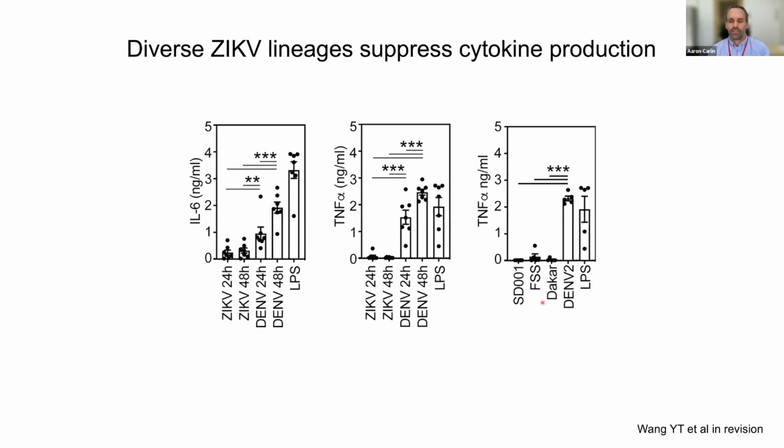So Zika virus Dakar is an African lineage Zika virus. FSS is an Asian lineage Zika virus that was pre-pandemic or pre-epidemic. And SD001 is an Asian lineage Zika virus that is from the American epidemic in 2015-16. And so this is true for all Zika virus strains across these very diverse Zika virus lineages.